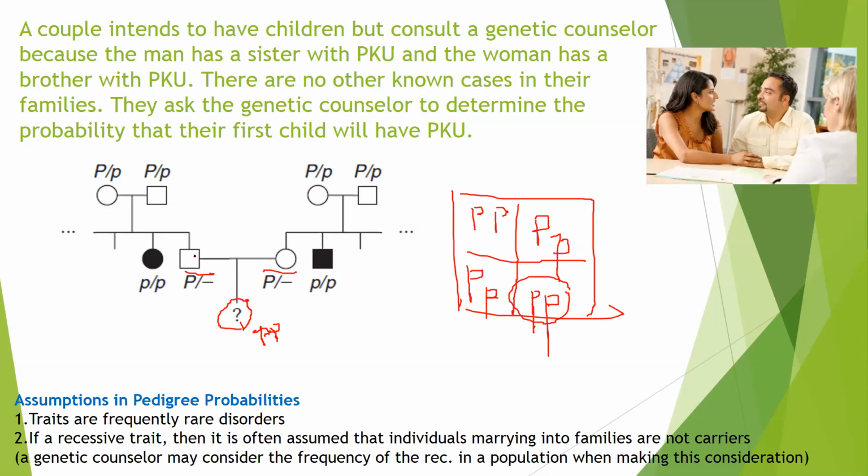If you look at the cross between this man and the woman, it's a classical monohybrid cross. So the chance that the child has the phenotype like this, small p and small p, will be 1 out of 4. Oh, I got it. Thank you.